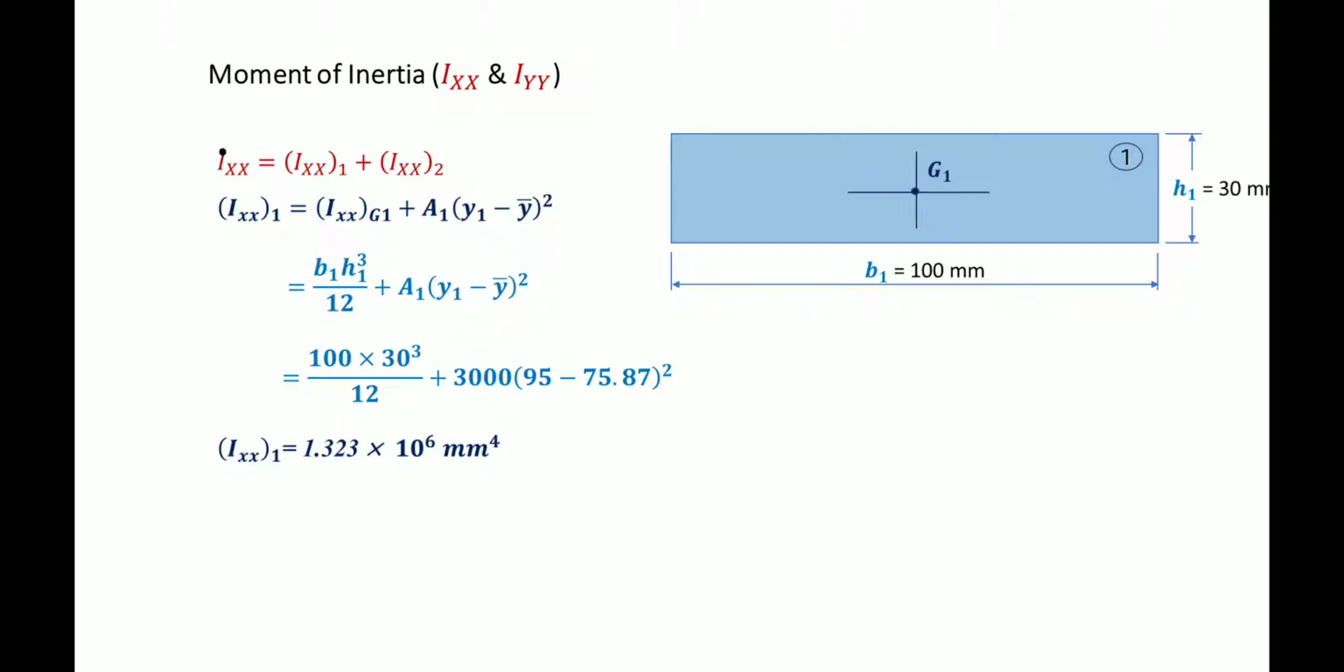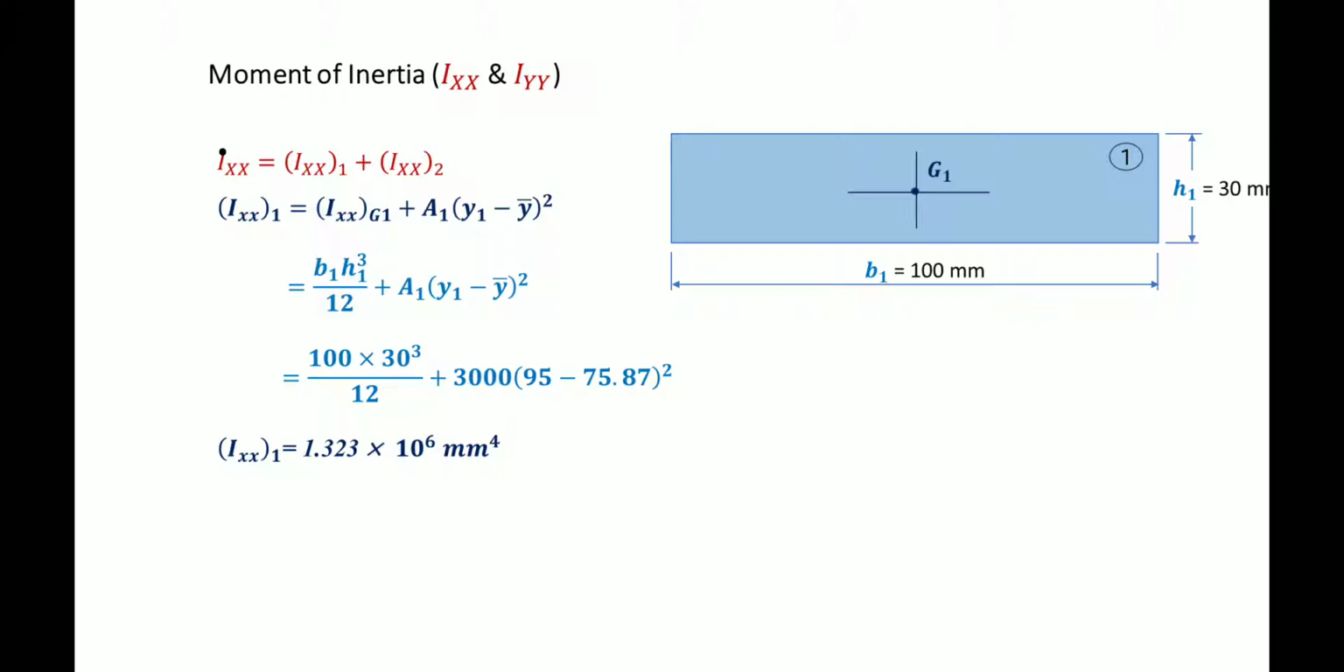What is b for the first section, b1? The b means the horizontal dimension, the horizontal base, and h means the vertical dimension. So 100 into 30 cube by 12 plus A1. Already we found A1, 100 into 30, and while calculating the centroid we found y1 and y bar also. So just substitute it and we will get the answer. We are substituting all the values in mm, so the unit will be mm power 4.